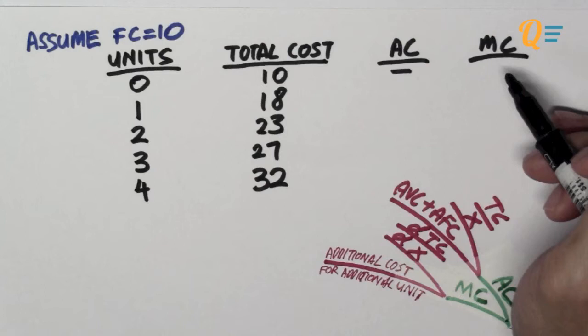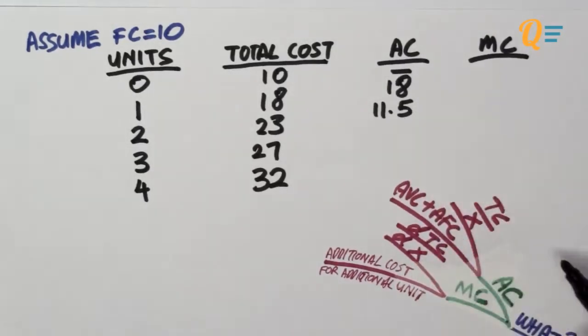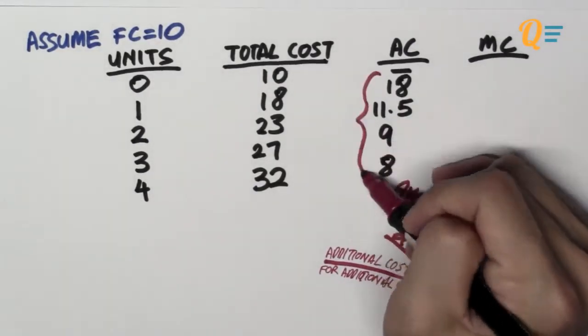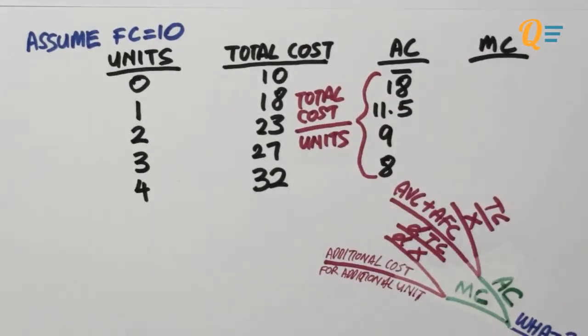So what I'm going to do now is fill up the rest of the average cost column by taking the total cost divided by the number of units produced. So we've got the following numbers over here. As you can see, it's very straightforward to calculate the average cost. You simply take the total cost divided by the total number of units that's produced.